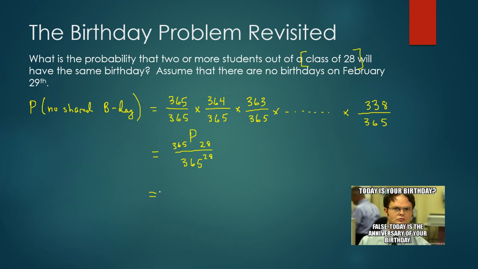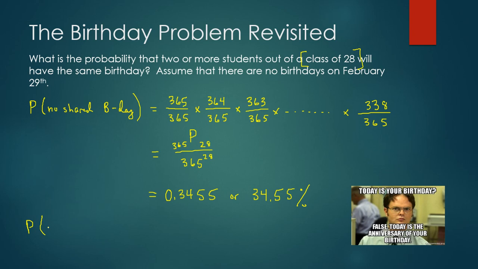We can't do 365P28. Well, maybe we can. It might be too big to put in your calculator and display it nicely, but you can just do that all at once. 365P28 divided by 365 to the power of 28. And you're going to get, I'll go to 4 decimal places, 34.55%. So remember, that's the probability that no people share a birthday.